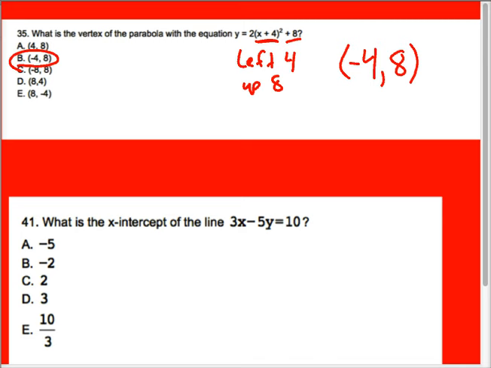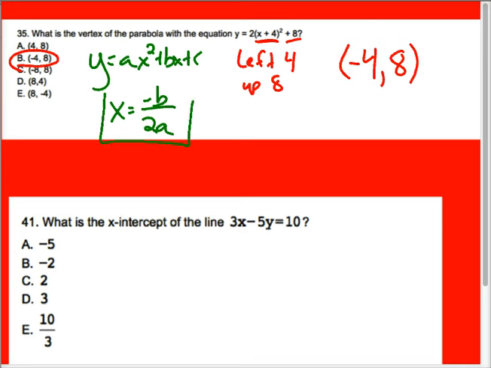Again, even though they don't specify this, if they ever ask you for the vertex of a regular quadratic in standard form, remember this is that formula for finding the vertex. So write this down too, for if your equation is in standard form, that's how you can find the vertex from that.